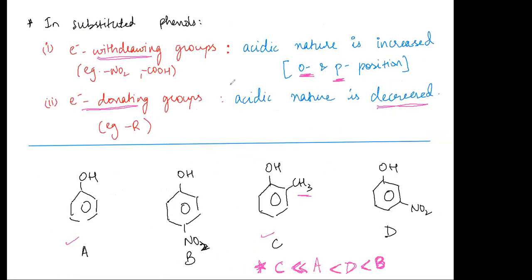Then comparing within phenols itself, if you want to compare the acidic nature, electron withdrawing groups increase the acidic nature, and electron donating groups decrease the acidic nature of phenols. This is all about it.